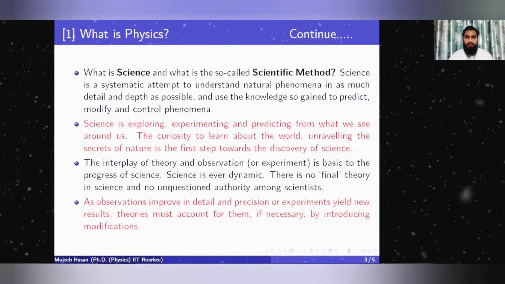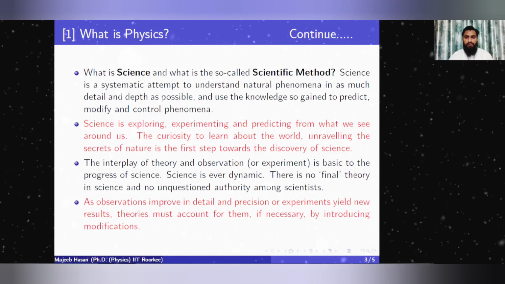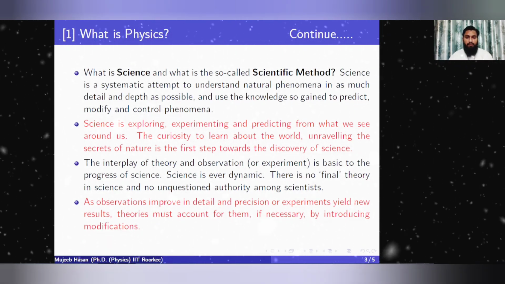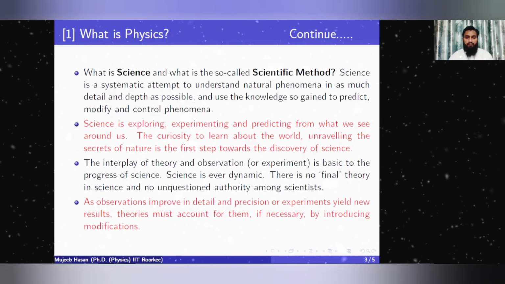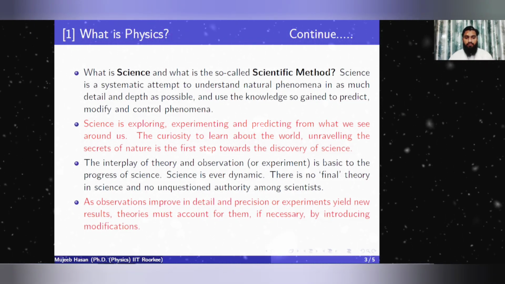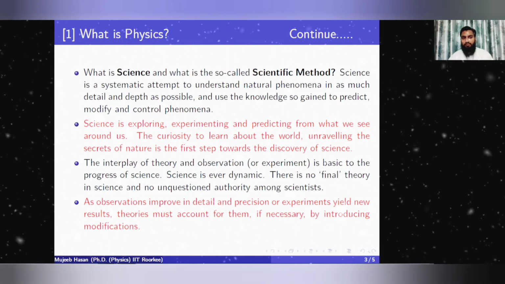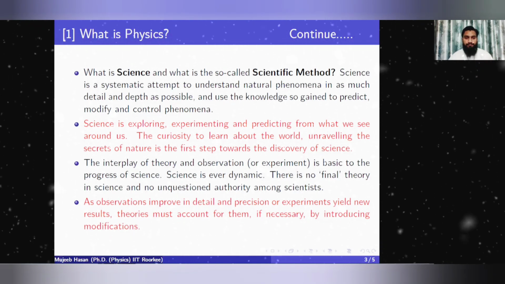Science is ever dynamic, so there is no final theory in science and no unquestioned authority among scientists. As observations improve in detail and precision or experiments yield new results, theories must account for them, if necessary by introducing modifications. So because of the new experiment, our previous theory is going to be modified and we are getting newer and newer theories day by day.